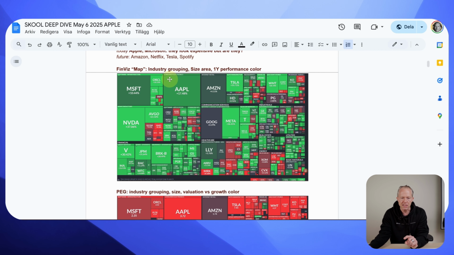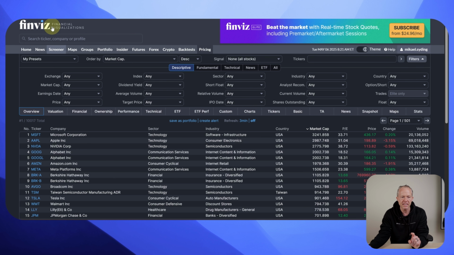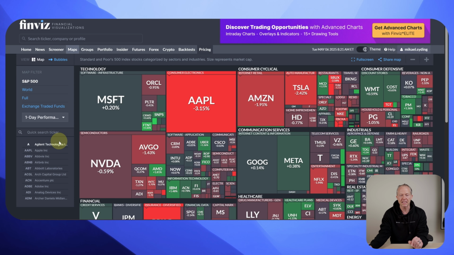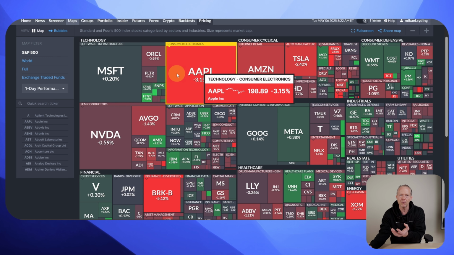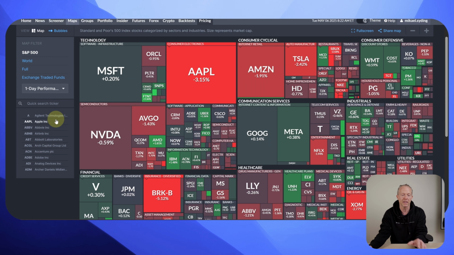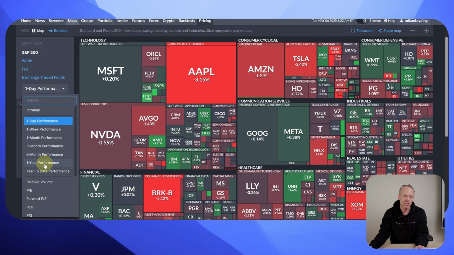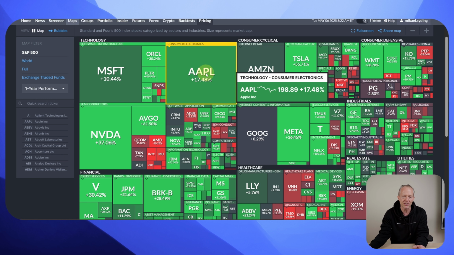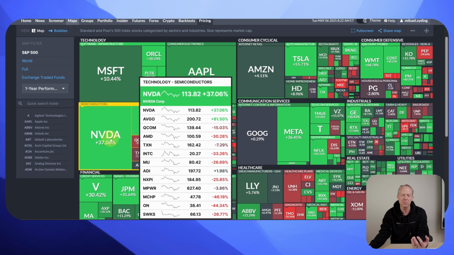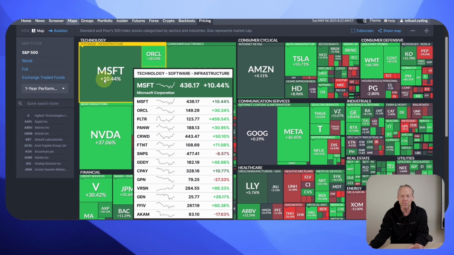What I then did is bring up a FinViz heat map. Remember FinViz, this free online tool, and if you click here on maps, you'll get a standard heat map. Here it's based on 1 day performance, and if it's red it's a negative 1 day performance, and if it's green it's a positive 1 day performance. More interesting is looking at, for example, the 1 year performance, and then we can see all these green colors where Apple has appreciated by 17.5%, Nvidia by 37%, Microsoft by 10%.